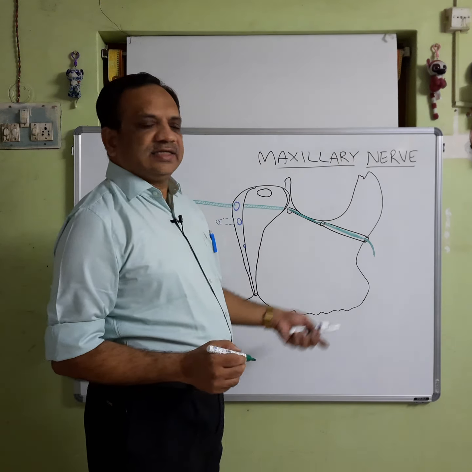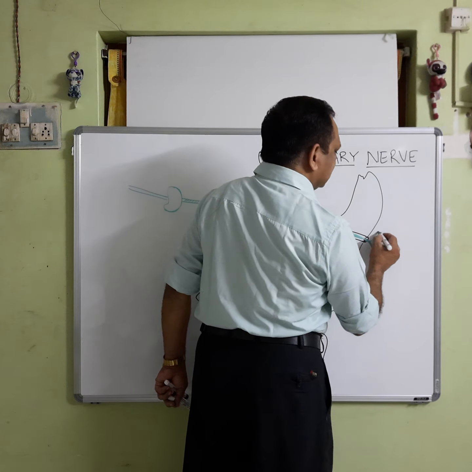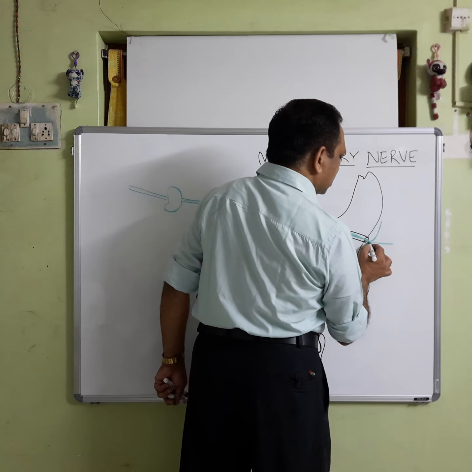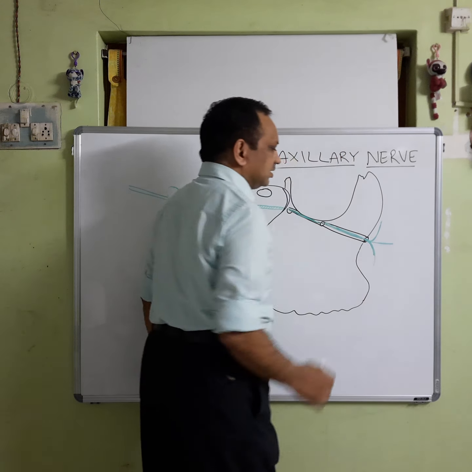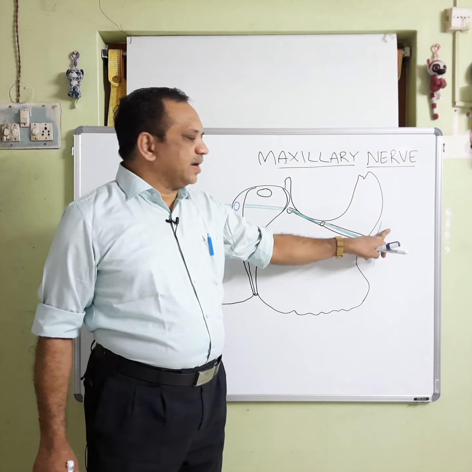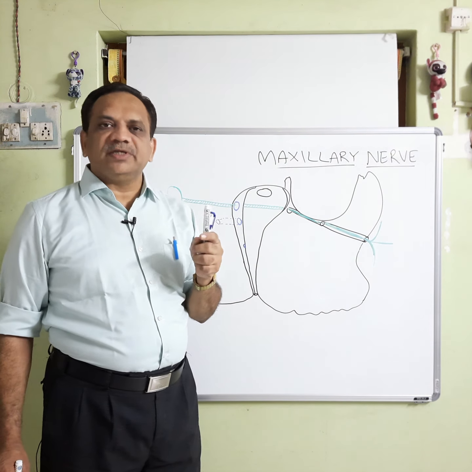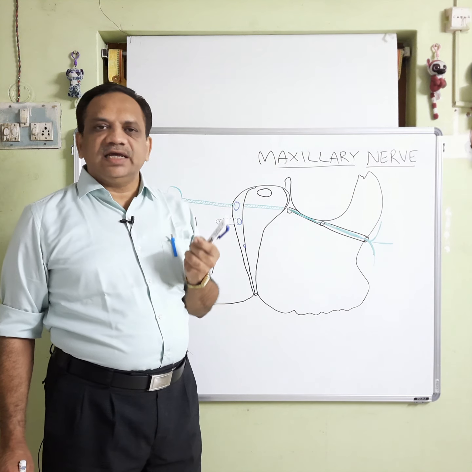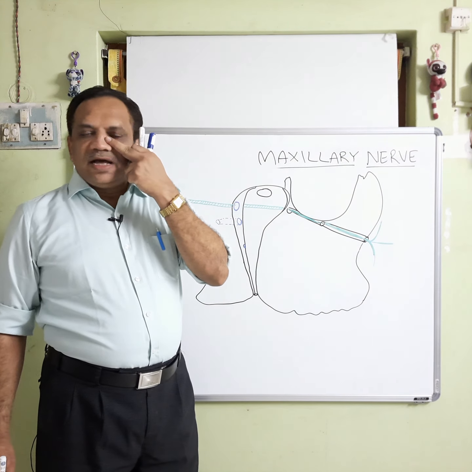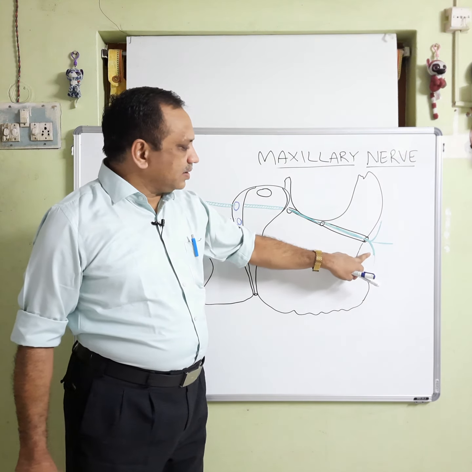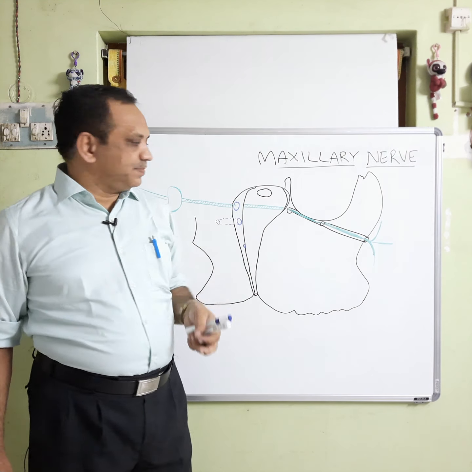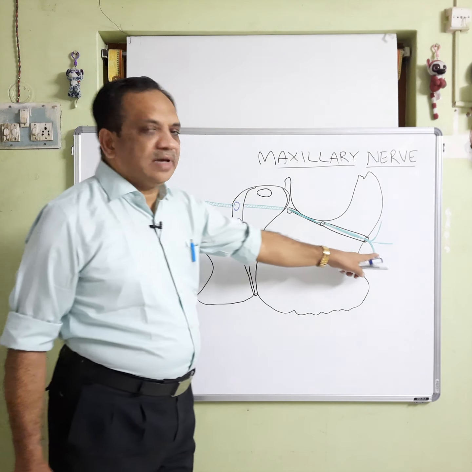There it ends as the palpebral branches, the nasal branches, and the superior labial branches. These are all destined to the skin. The palpebral branches pierce the orbicularis oculi and innervate the skin of the lower eyelid. Then the nasal branches supply the skin over the nose, and the superior labial branches innervate the skin of the upper lip. So, this is the fate of the maxillary nerve.